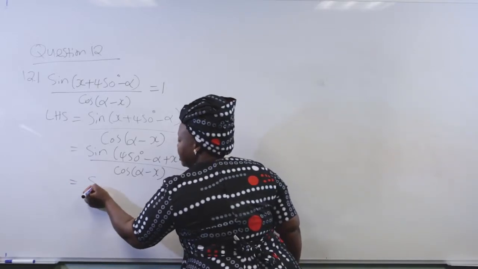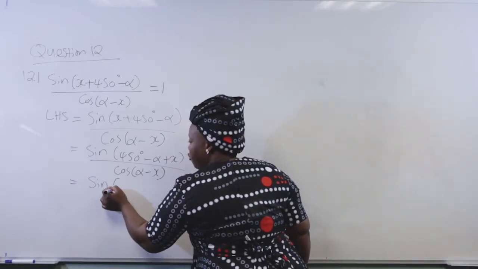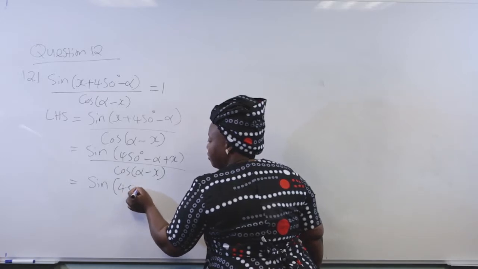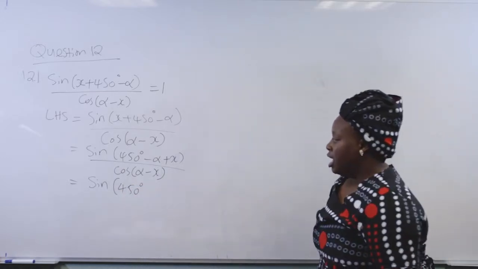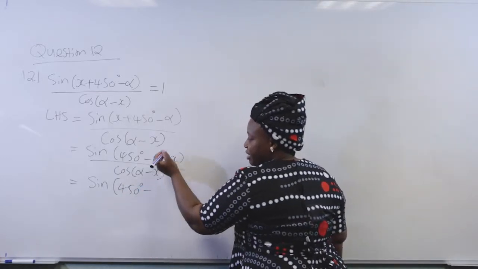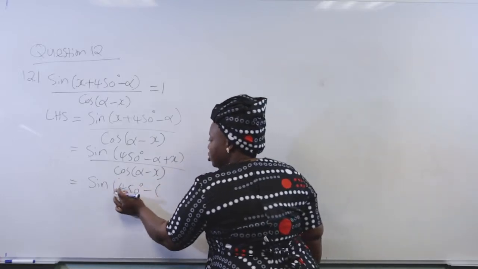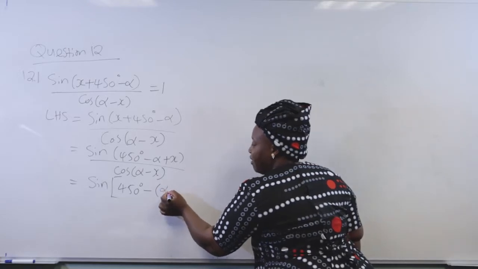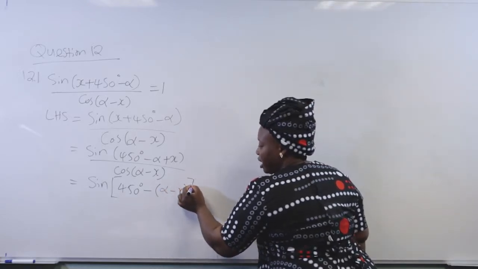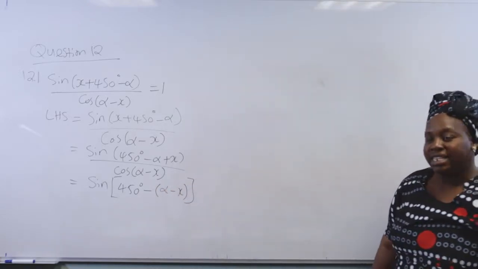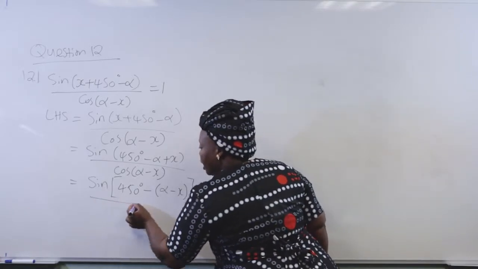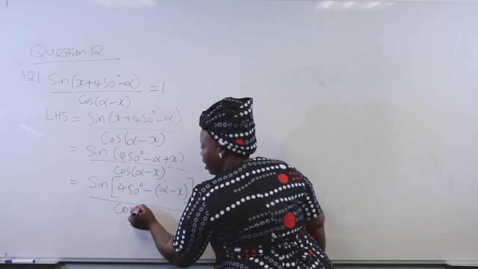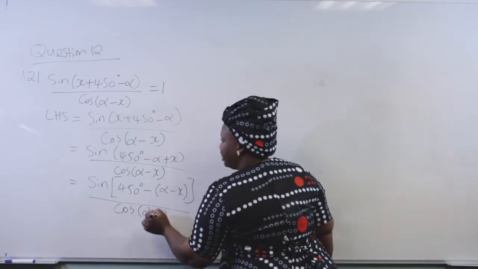Now let's write it in this manner. This is sine of 450. If we take out the common factor of a negative there, we're left with, so let's use a square bracket for this one, we're left with an alpha minus x. We are going there. Can you see? We have that alpha minus x now. But we need to work it out until it gives us what we want. So that is alpha minus x.